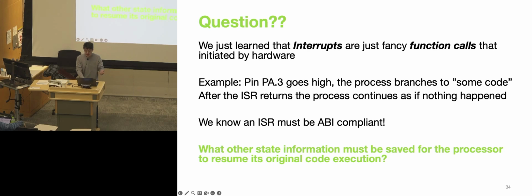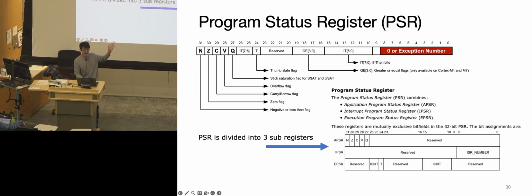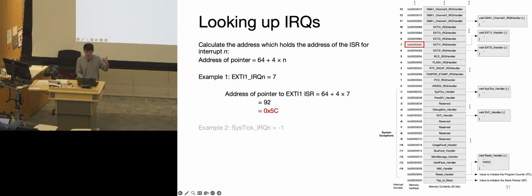Cool. The other thing we just talked about before is the program status register. We also store this because it stores all the interrupt related information, like which routine it goes to, etc. So this is also something that we will store.